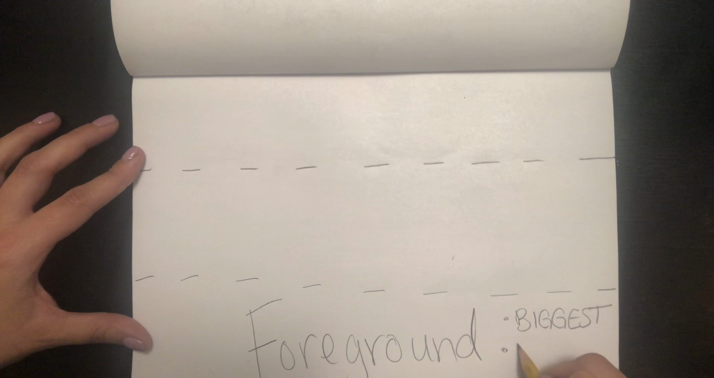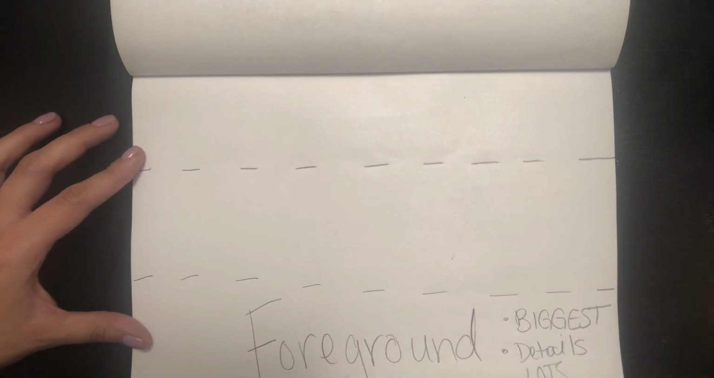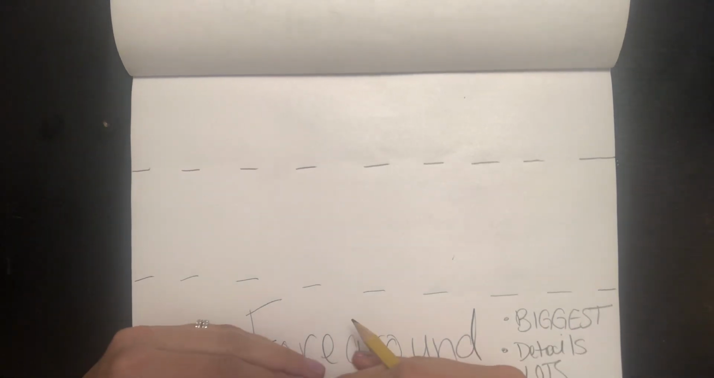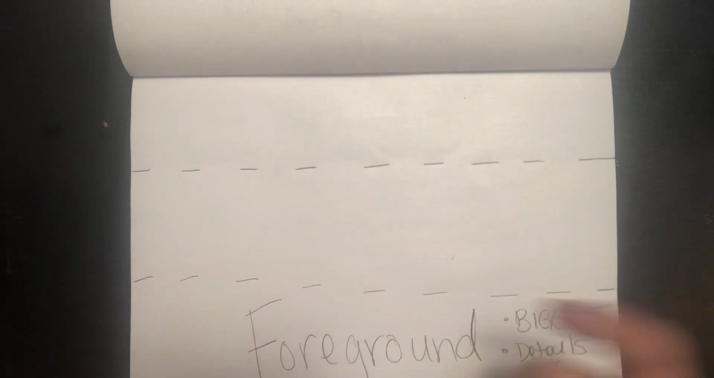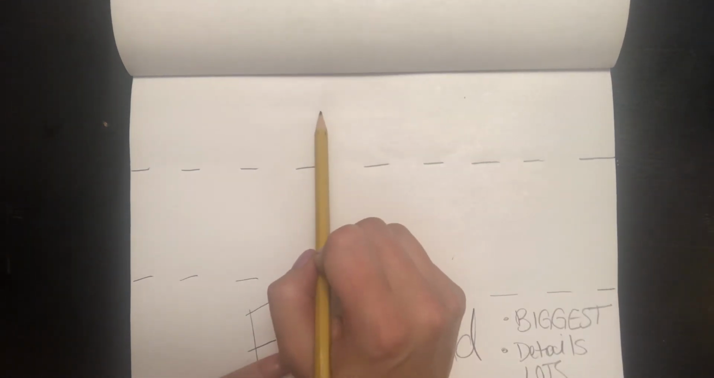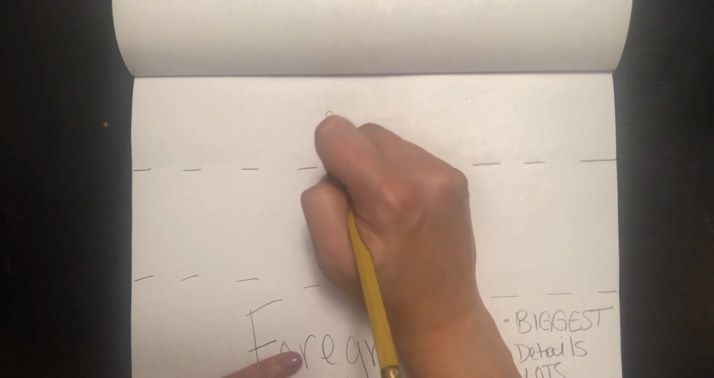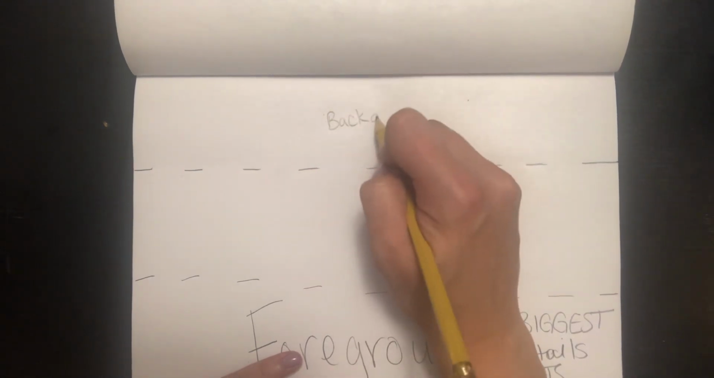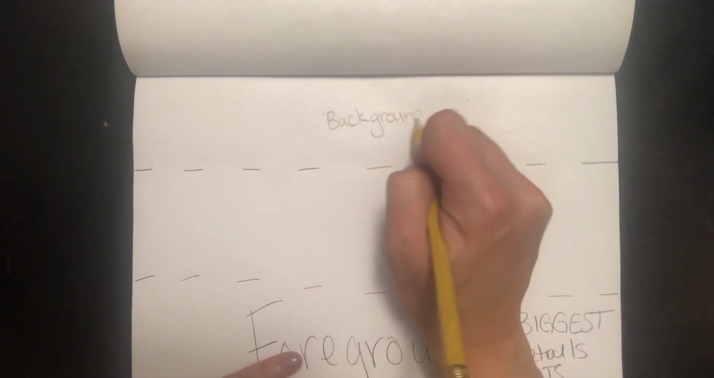The other thing is that there's lots of details in the foreground. Lots of details in the foreground because it's very close to you. It's very close to the viewer. It's near the bottom of the page. Way back here is the background, right? So its name kind of helps us remember where it goes.